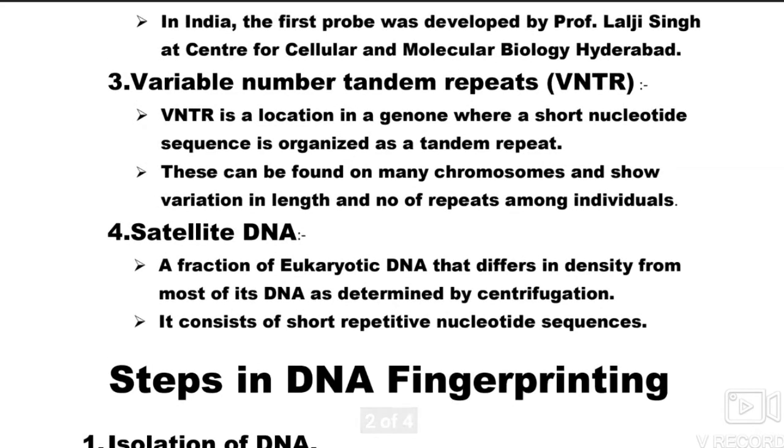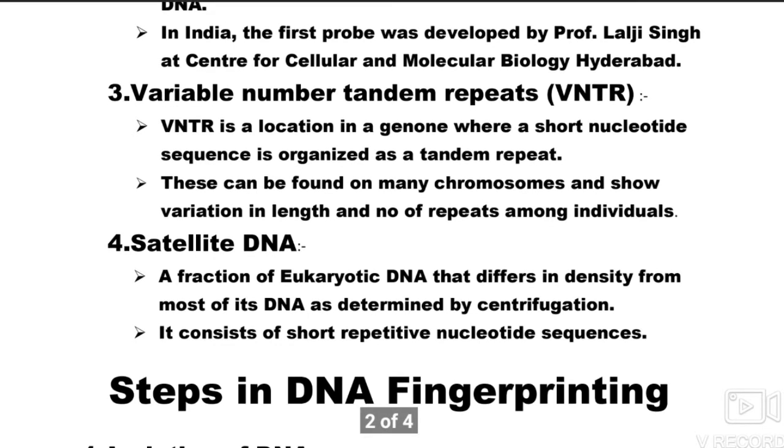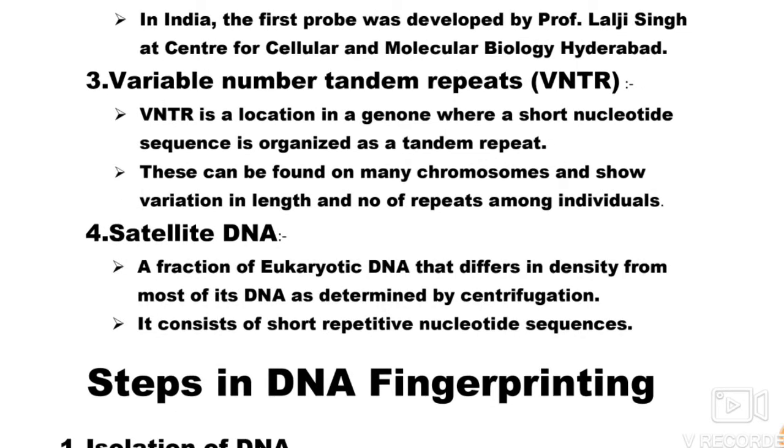Another important term is variable number tandem repeats or VNTRs. A VNTR is a location in a genome where a short nucleotide sequence is organized as a tandem repeat. These can be found on many chromosomes and show variation in length and number of repeats among individuals.